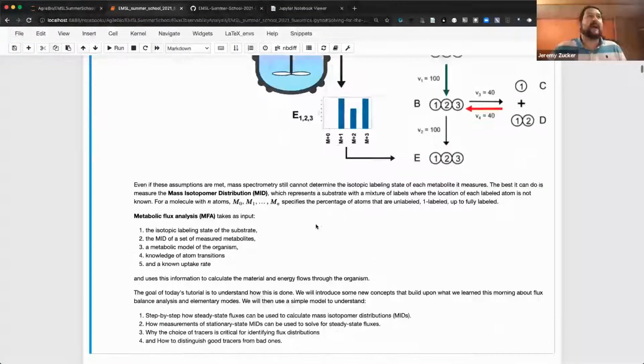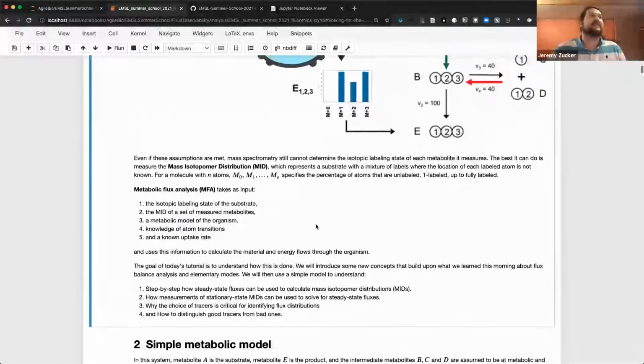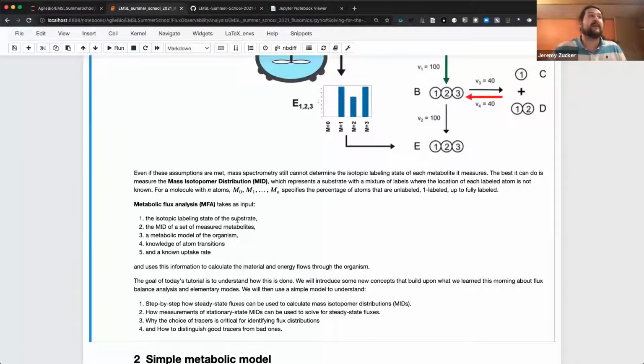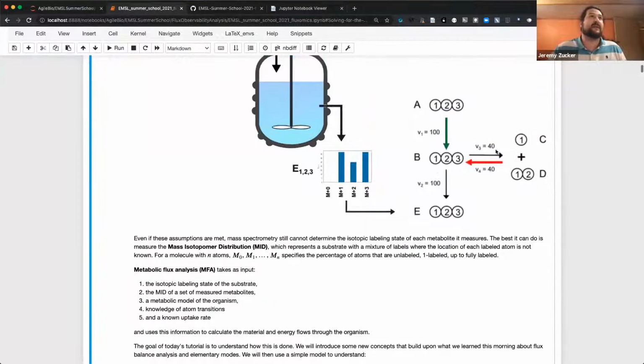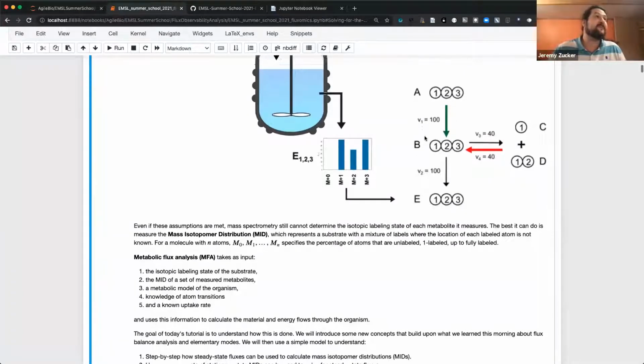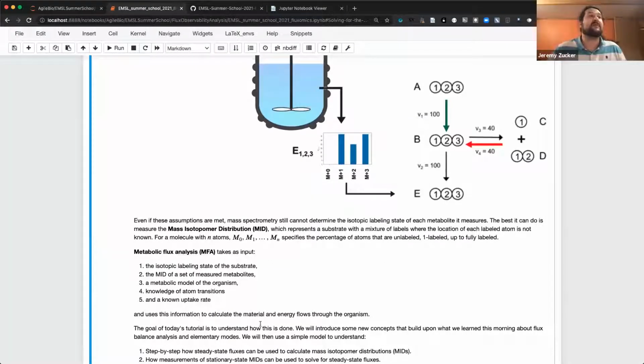With that as the background, metabolic flux analysis takes as input the isotopic labeling state of the substrate, the MID of a set of measured metabolites, the metabolic model of the organism, like this, knowledge of the atom transitions, which I'll talk about in a little bit, and a known uptake rate, in this case V1 equals 100 here. And it uses that information to calculate the energy and material flows through the organism. So this is where the rubber meets the road, essentially.